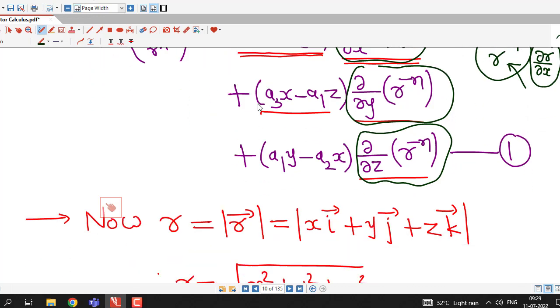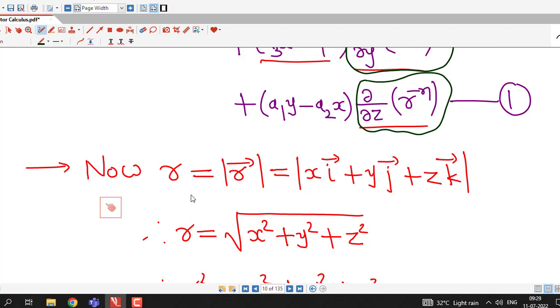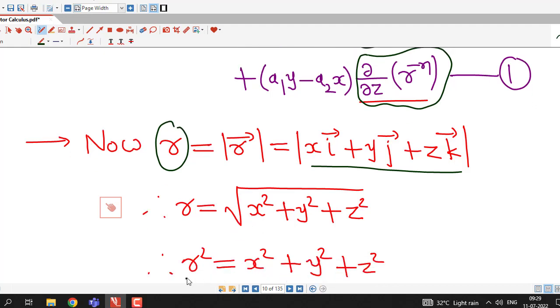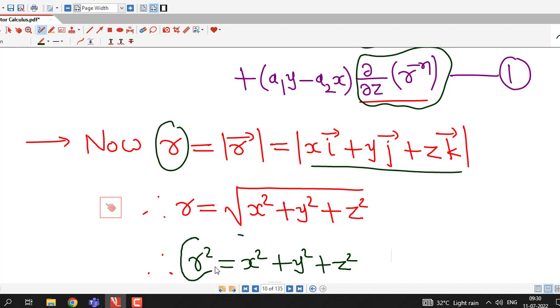For that we use this definition of the length of r bar. R bar is xi plus yj plus zk. Therefore its length is small r equal to the square root of x square plus y square plus z square, and if we square on both sides we have r square equal to x square plus y square plus z square. And now I am interested in del r by del x. So for that I differentiate both sides with respect to x. So I have to differentiate r square with respect to x.